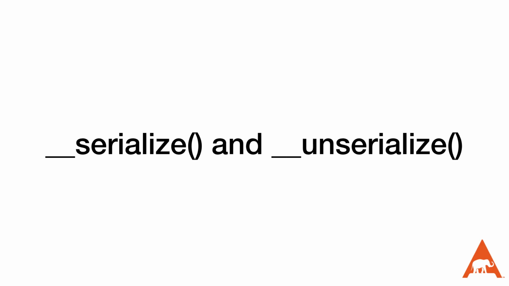The serialize and unserialize magic methods are used by PHP when we serialize or unserialize an instance of our class to determine which properties should be included and how we want to encode the data. We did a whole video about serialization in PHP and you should go check that out.